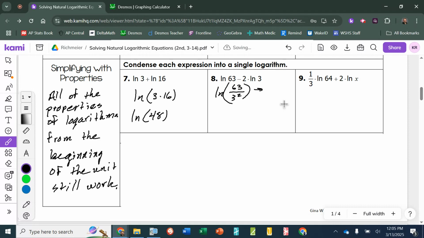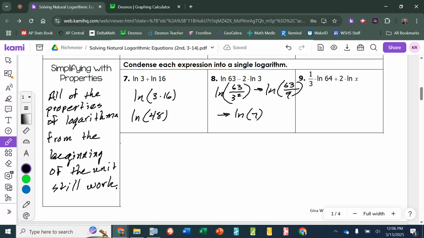Now, 3 squared is the same thing as 9, or it's equal to 9. So really this is the natural log of 63 divided by 9. And it turns out 63 is divisible by 9. And so our final answer here would be the natural log of 7. So we've condensed that down into a single logarithm, and it's just the natural log of 7.